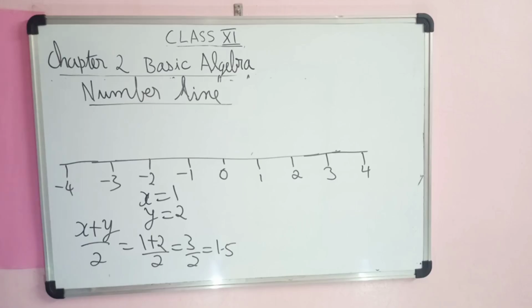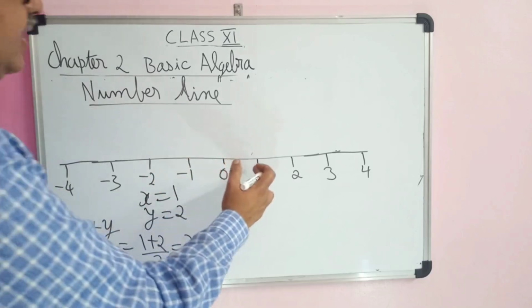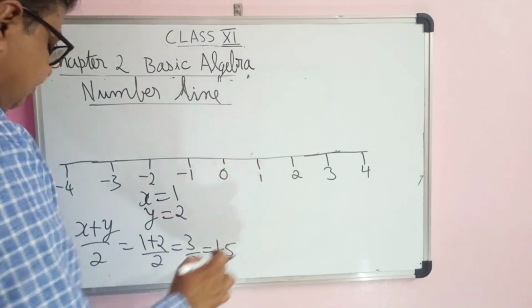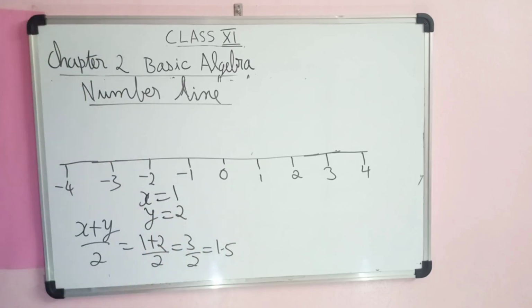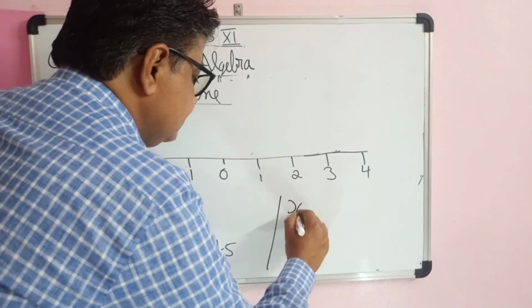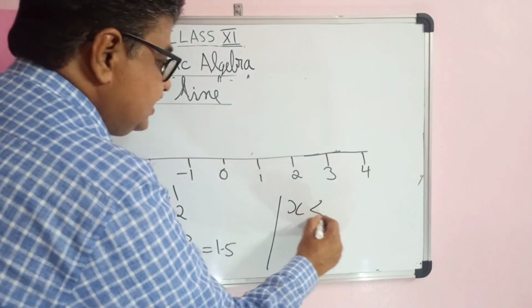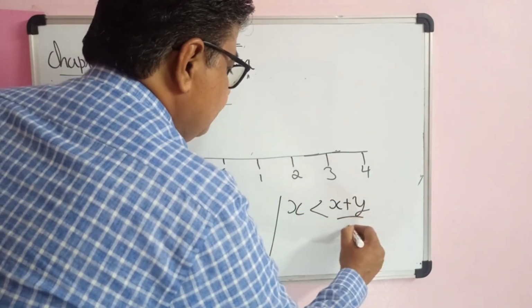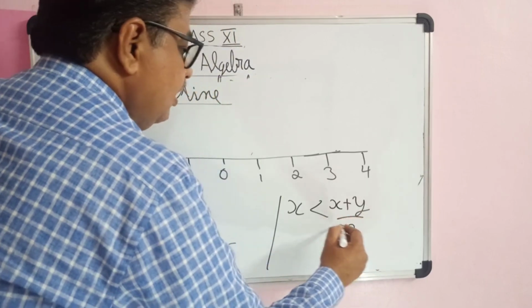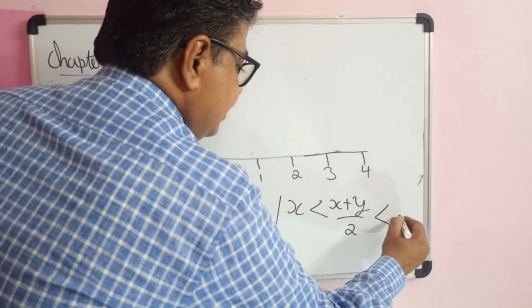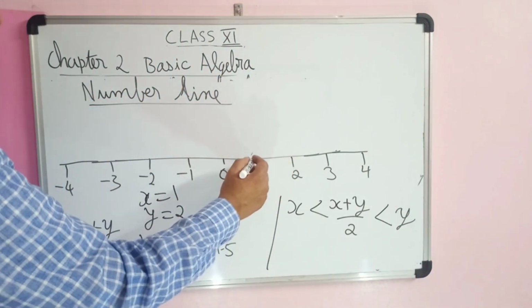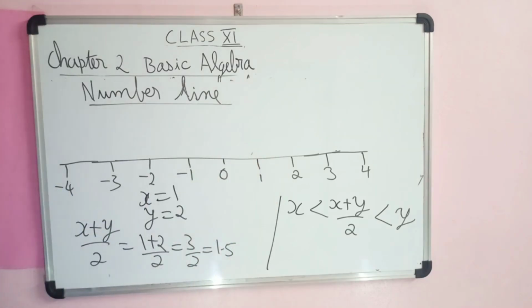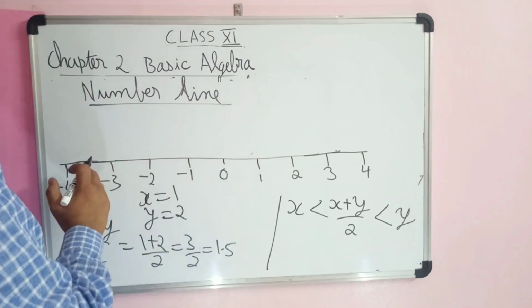Hence, between any two distinct rational numbers, there is another rational number. So, in between two distinct rational numbers 1 and 2, there is another rational number, here it is x plus y by 2, which is equal to 1.5. So here x is less than x plus y by 2, and this x plus y by 2 is less than y. This is how rational numbers can be represented on the number line.